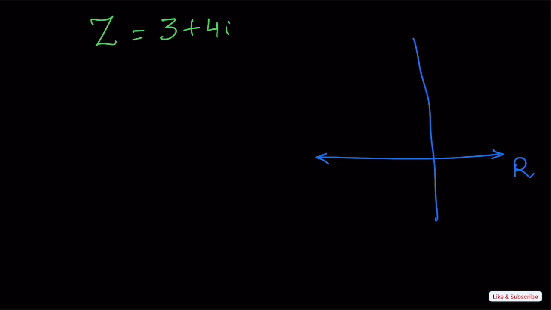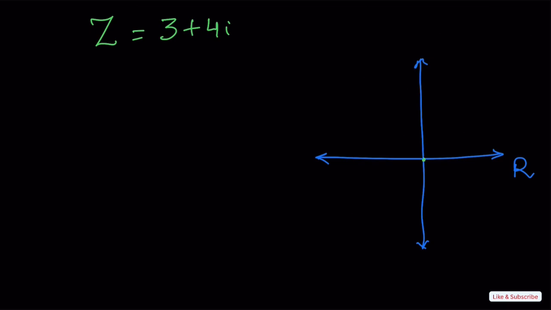Now complex numbers are denoted by the letter z. So let's consider a complex number z which equals 3 plus 4i. Now how will you graph this complex number? The horizontal axis in this case is called the real axis, and the vertical axis in this case is called the imaginary axis.